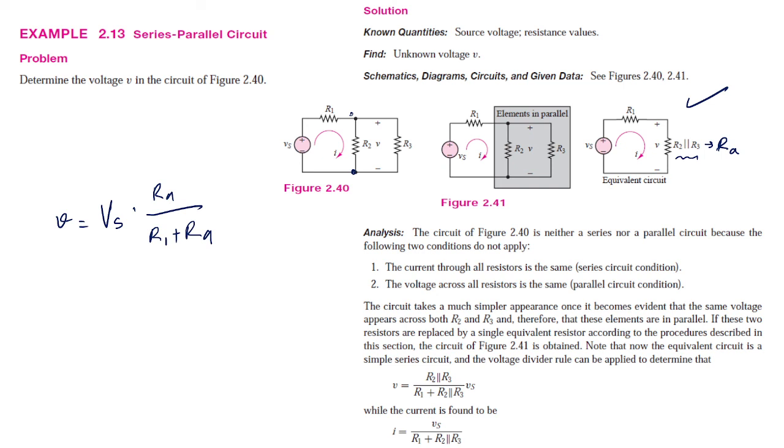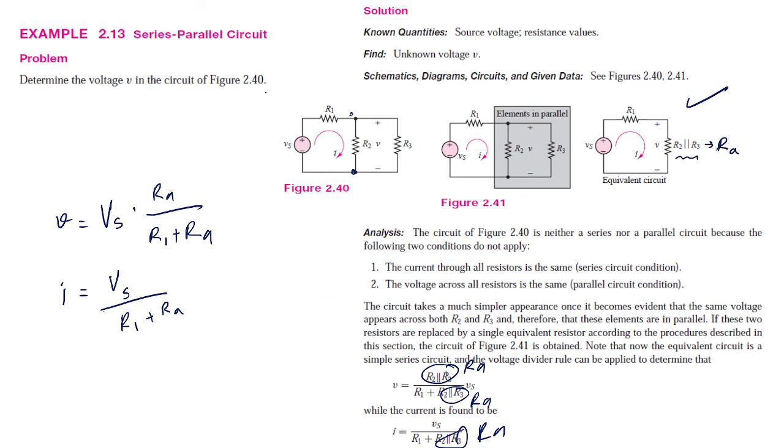And then we can also compute the current flow. I is Vs divided by R1 plus RA, like this. This is RA.